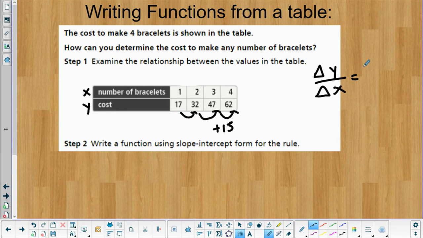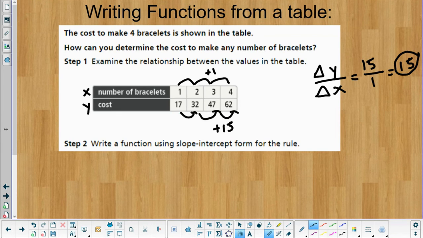Okay, so on top, it would be 15. Okay, and then what's my change in my x? What's happening every single time? Well, we're adding 1. So my change in x is 1. So that means that my total slope, or my rate of change, is 15.